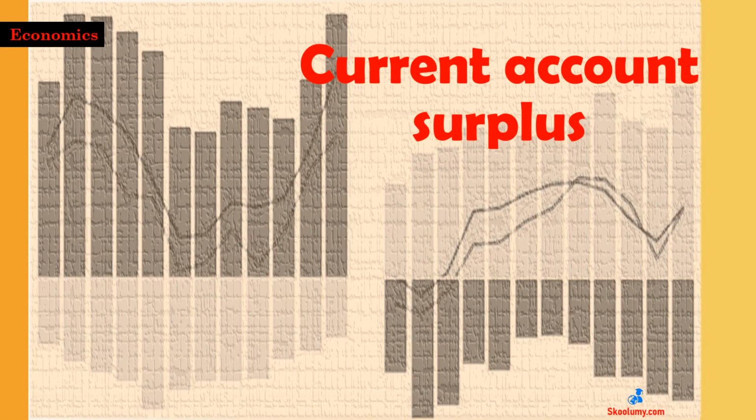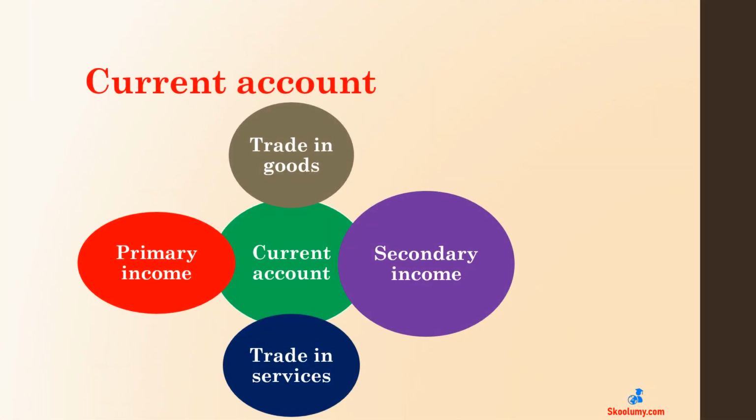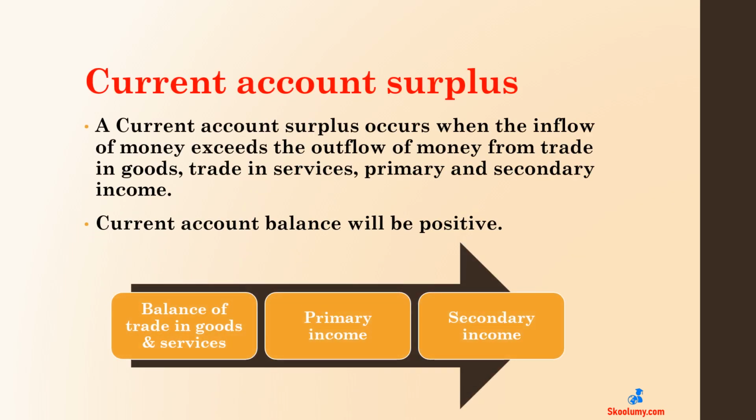In this video, we will be considering the causes and consequences of a current account surplus. The current account is a section of the balance of payments that comprises trade in goods, trade in services, primary income, and secondary income. The balance of payments is a record of the transactions of a country with the rest of the world. The current account balance is the sum of the balance of trade in goods, trade in services, primary income, and secondary income.